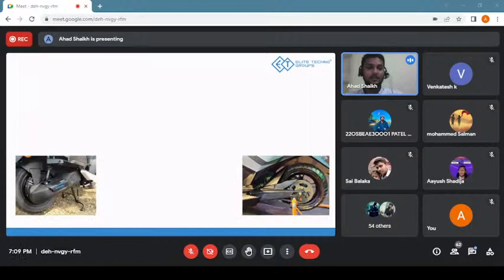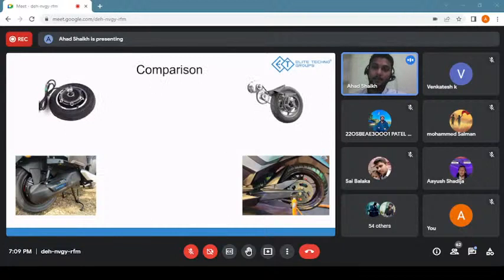So you can see it's a TVS model which has a hub motor, and it's a Simple One model. On the basis of different parameters, we'll compare how hub motors can be advantageous, what their limitations are, and also the same in terms of mid drive motors. So first thing we will talk about is fitment.